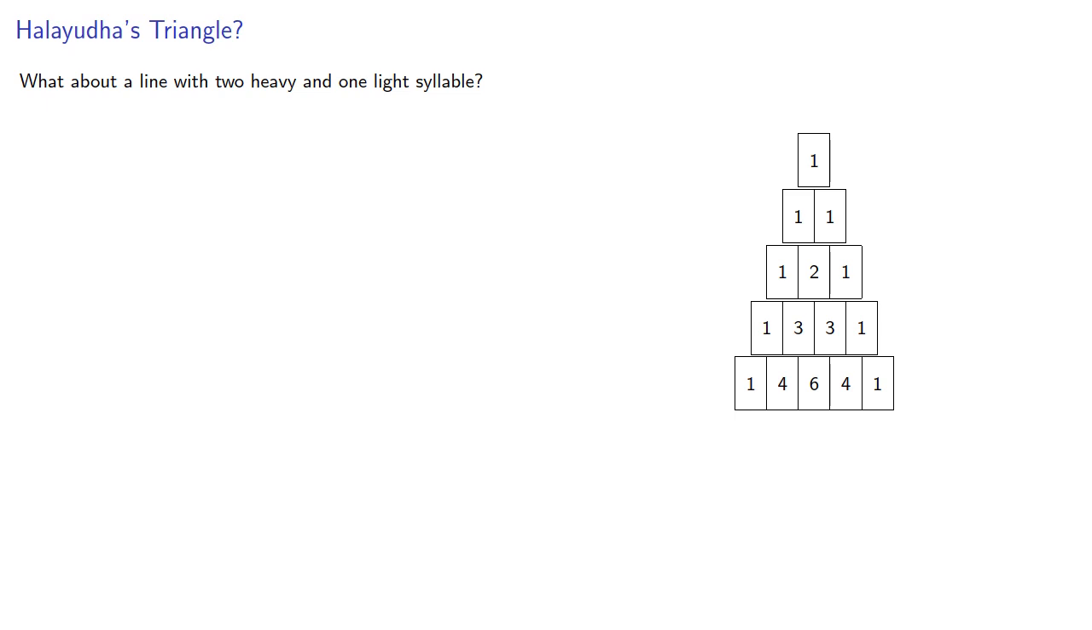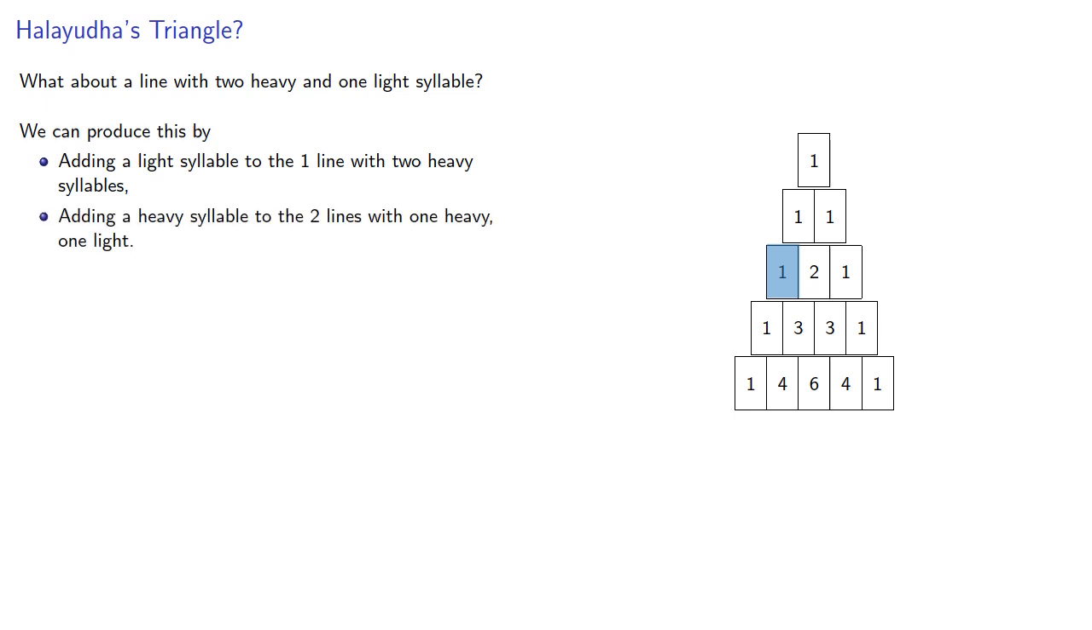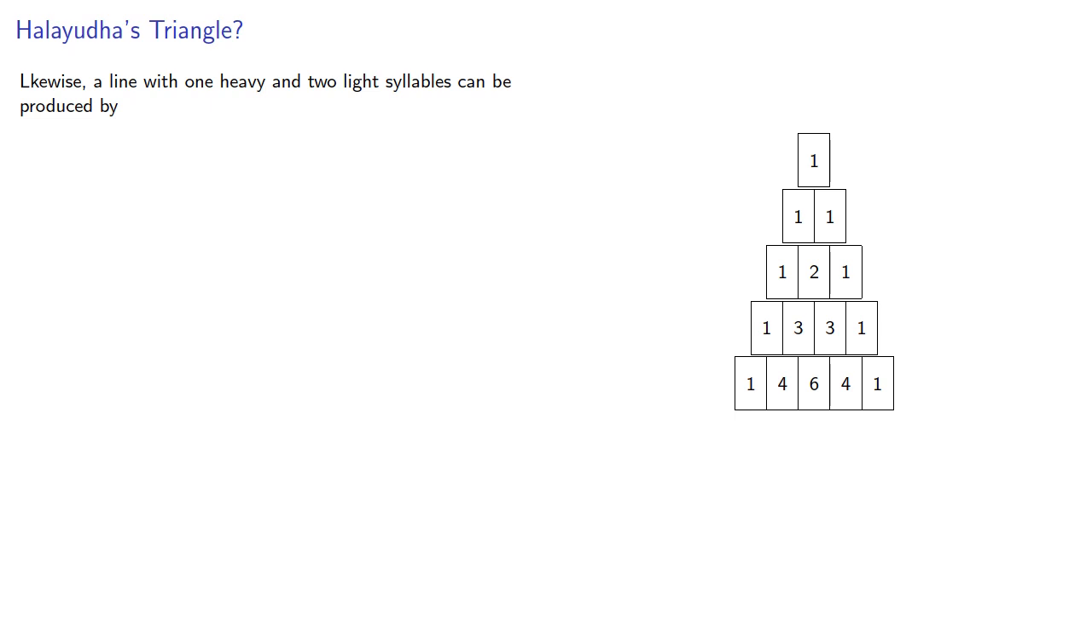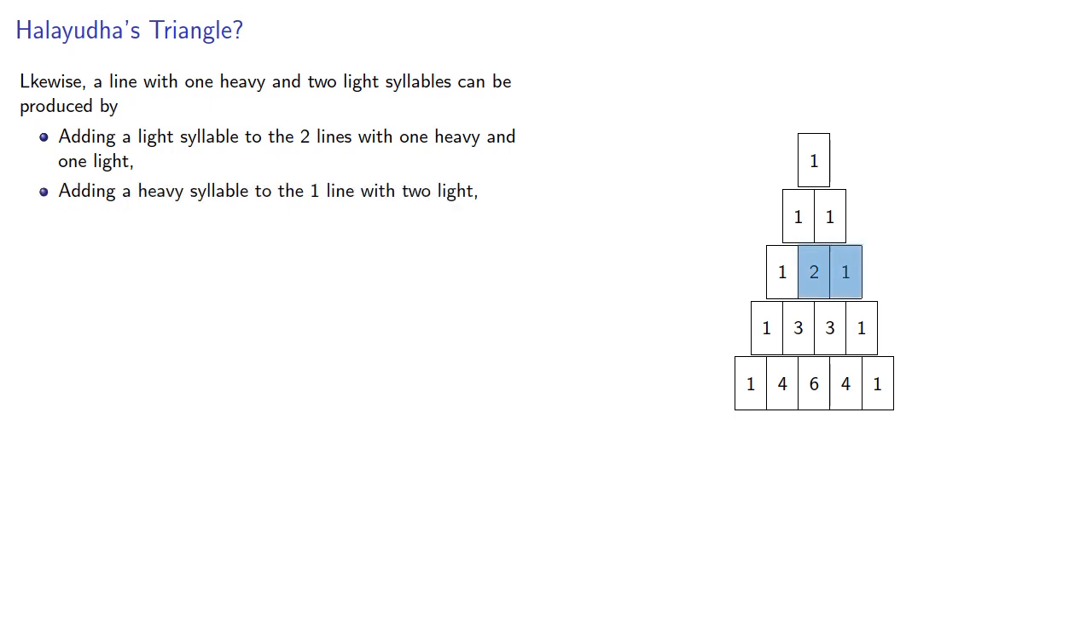So what about a line with two heavy and one light syllable? We can produce this by adding a light syllable to the one line with two heavy syllables, or adding a heavy syllable to the two lines that have one heavy and one light. And so there are 1 plus 2, 3 lines with two heavy and one light syllable. Likewise, a line with one heavy and two light syllables can be produced by adding a light syllable to the two lines with one heavy and one light, and adding a heavy syllable to the one line with two light, for a total of 2 plus 1 equals 3 lines.